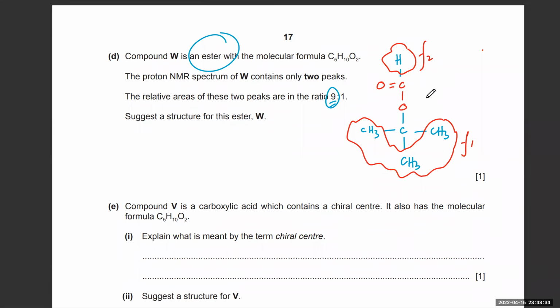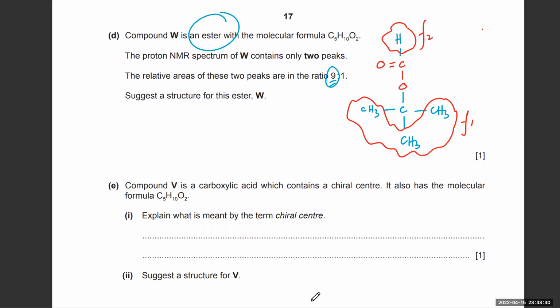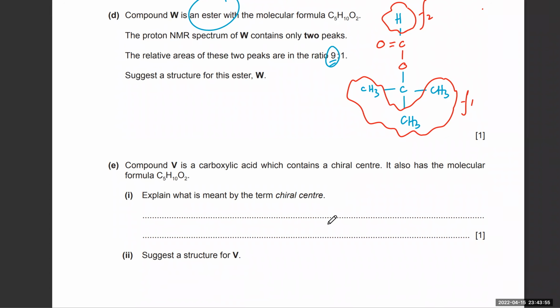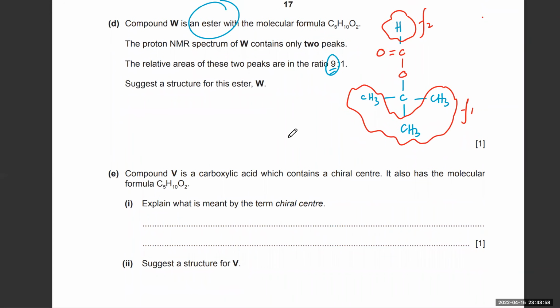Okay, is that clear? I don't have any other information given in the question to decide in what direction the ester is facing, right? Is that clear? I'm pretty sure the other one would also be acceptable because there's no information with which we can eliminate that one. Now, compound V, is this part clear? One environment and nine hydrogens in the same environment, right? And it's an ester.